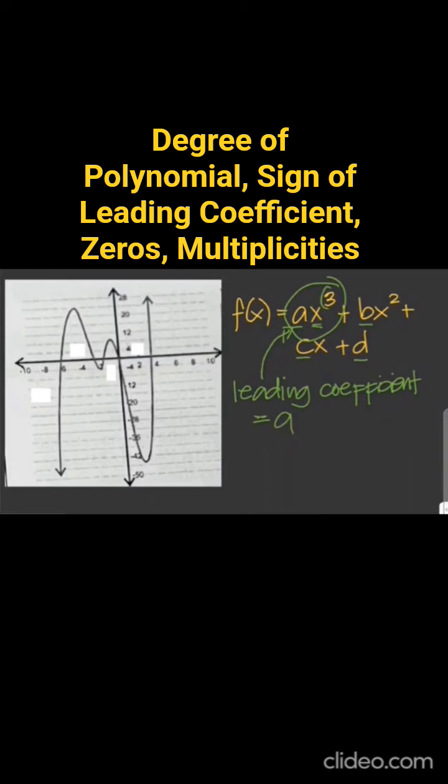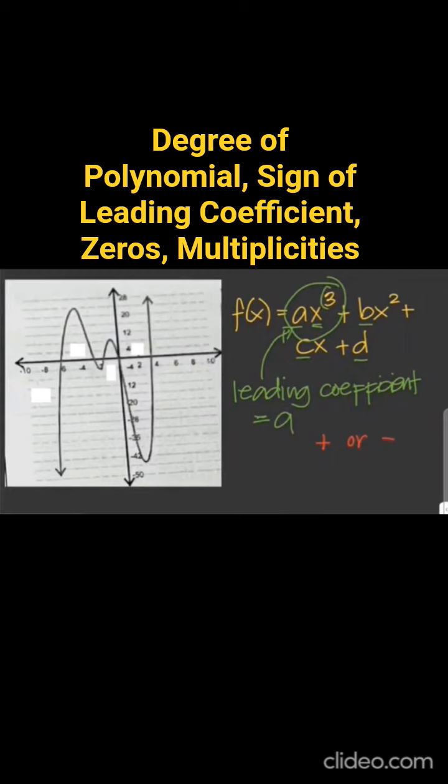Now, how do we determine the sign of the leading coefficient? There are only two signs of the leading coefficient. It could either be positive or negative. And how do we determine whether the leading coefficient is positive or negative given a graph?